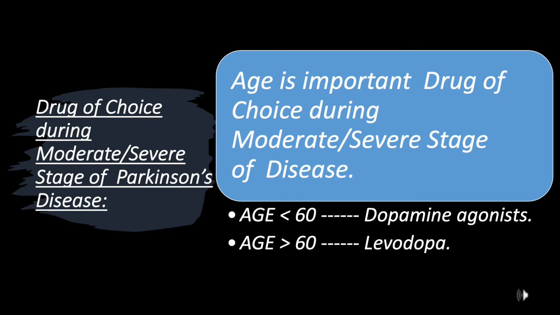Drug of choice during the moderate to severe stage of Parkinson's disease. Age is important. For age less than 60 years, the drug of choice is dopamine agonists. For age more than 60, the drug of choice is levodopa.